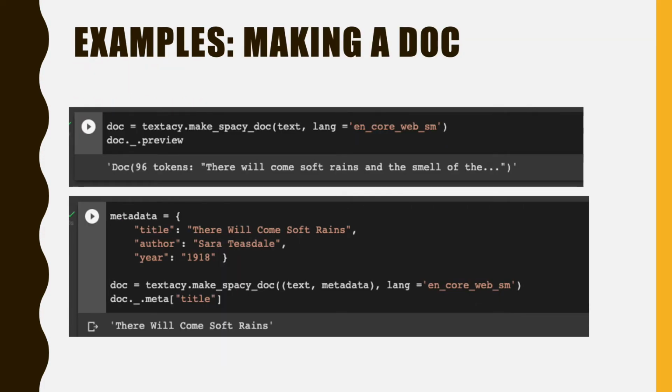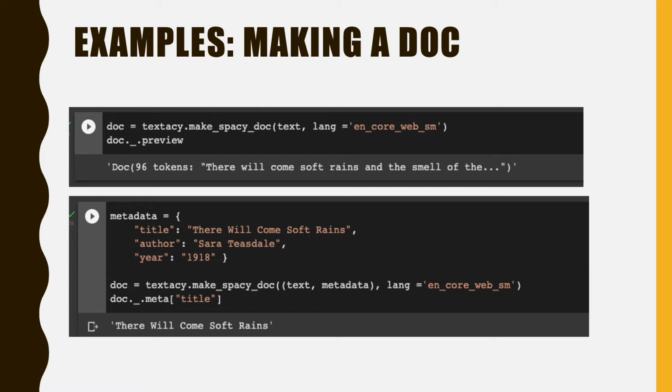In this slide, I will be discussing functions relating to making a doc. By using this function, you will be able to make a spaCy doc. At this point, you can specify any language that you may need to use. In this example, I used the text from earlier and created a doc with it. I set the language to English just to show how language can be selected. Textacy does have the ability to auto-detect language.